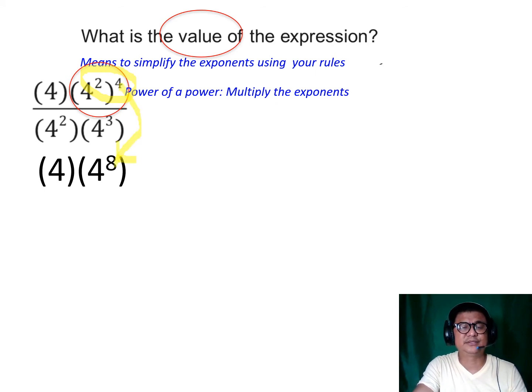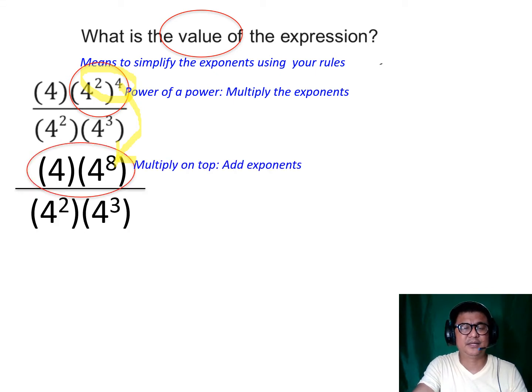And the rest, I simply copy the 4 beside that. And then the bottom, copy whatever you have at the bottom. But now, let's work on the top numbers. Let's multiply them. That is 4. Remember, if there is no exponent, there's a hidden 1.